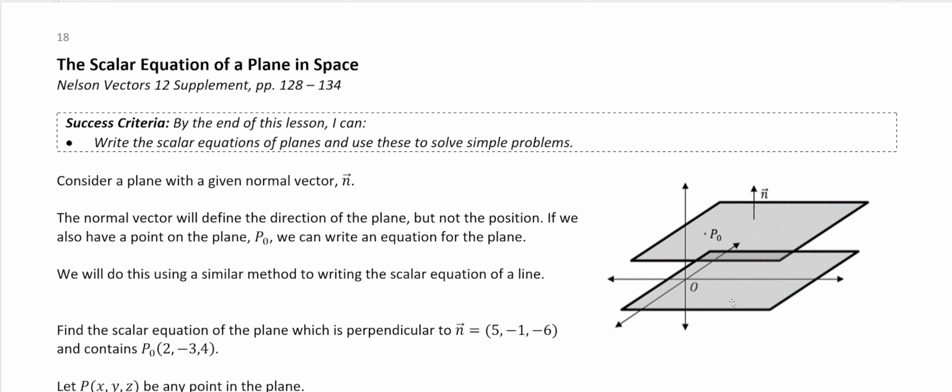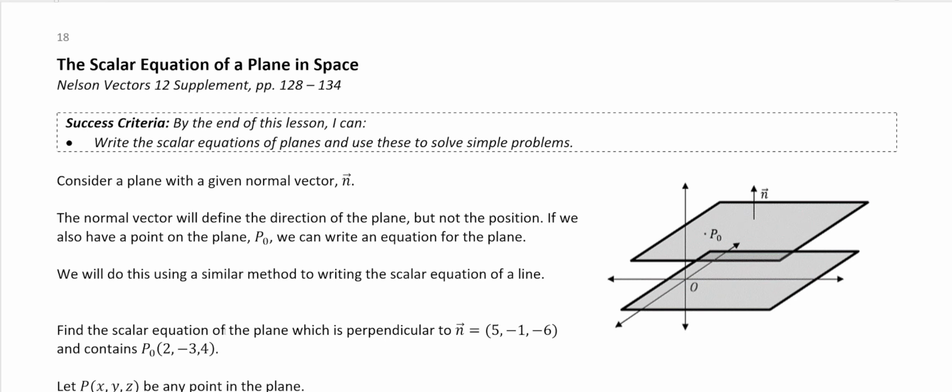underneath it. Remember, we can anchor a plane in 3D space by having a point on that plane. So if we also have a point on the plane, we can then write the equation for that specific plane. If not, you can have infinite parallel planes. So you need a point on the plane to locate that plane in 3D space. We will do this using a similar method to writing the scalar equation of a line.